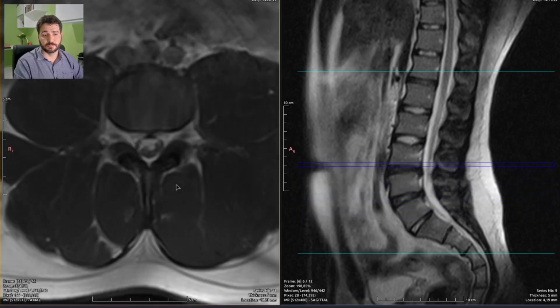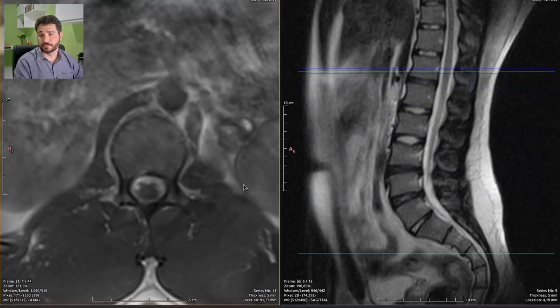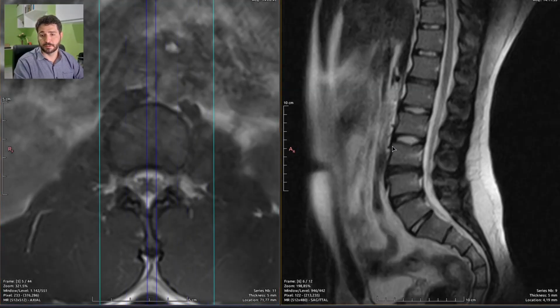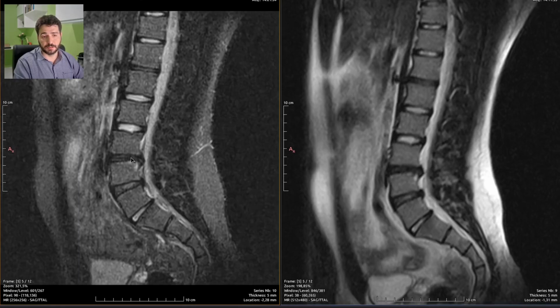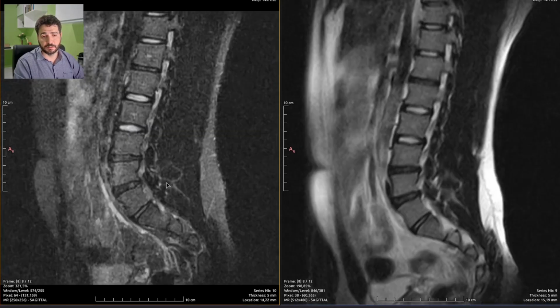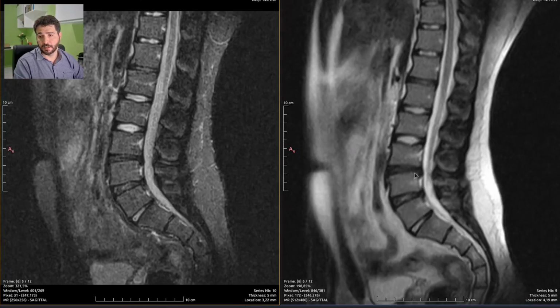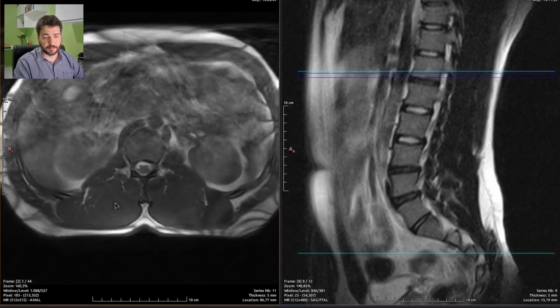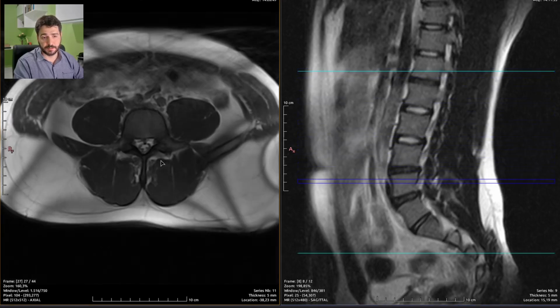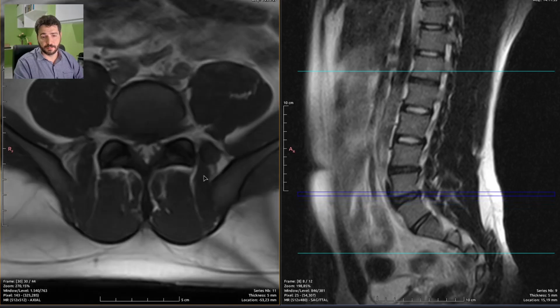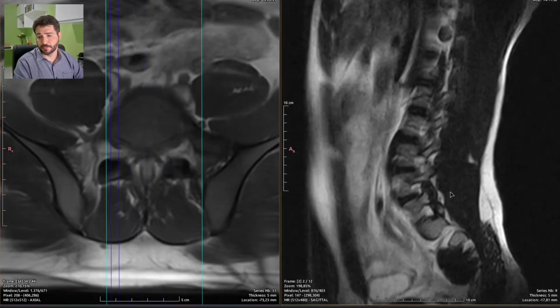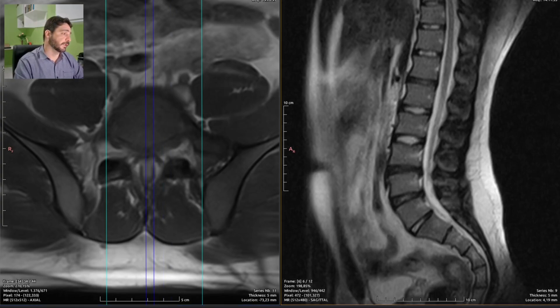Poor MRI scanner. You suffer too much, don't you? Come on, man. This is so bad.